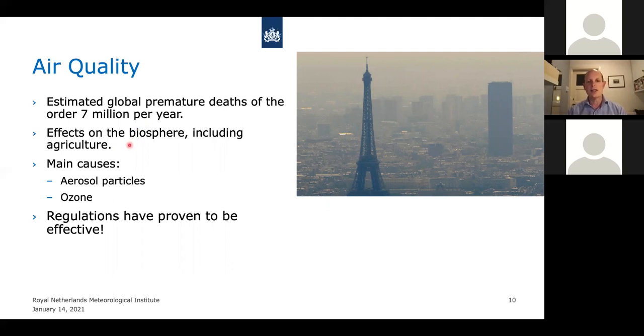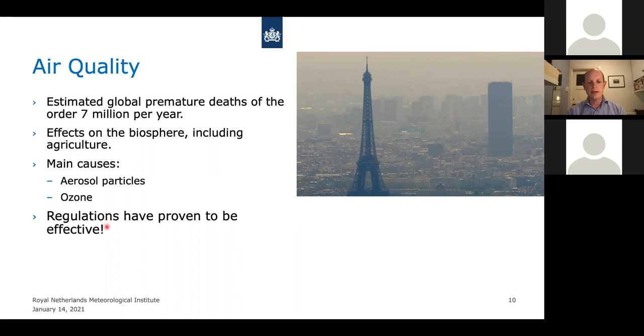Not only for us as humans, but it also has an effect on the biosphere, including, for example, plants, and it also affects the crop yield when ozone concentrations at the surface become high. And here it's kind of interesting, this dual role of ozone, because I talked about the ozone layer in the previous slide, which was the ozone layer in the stratosphere, which protects us from UV radiation. But ozone at the surface has another effect, because it's toxic for us as humans.